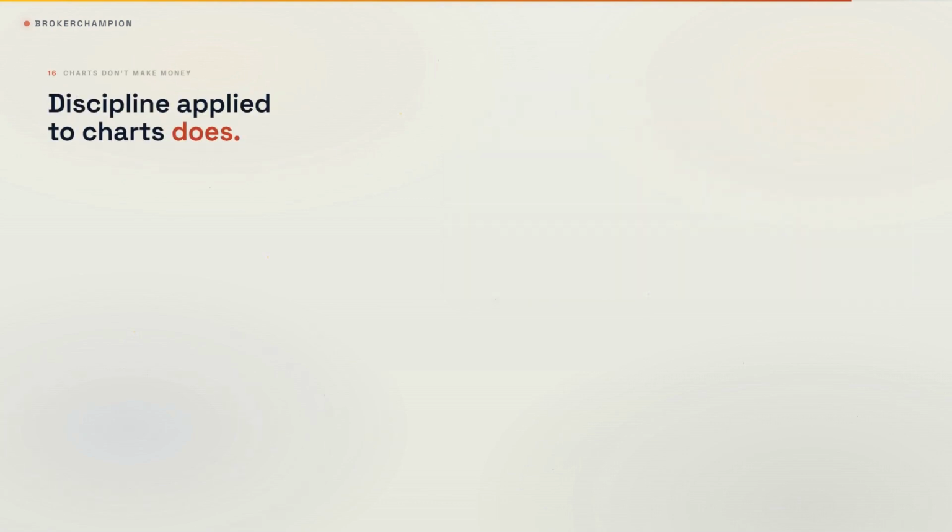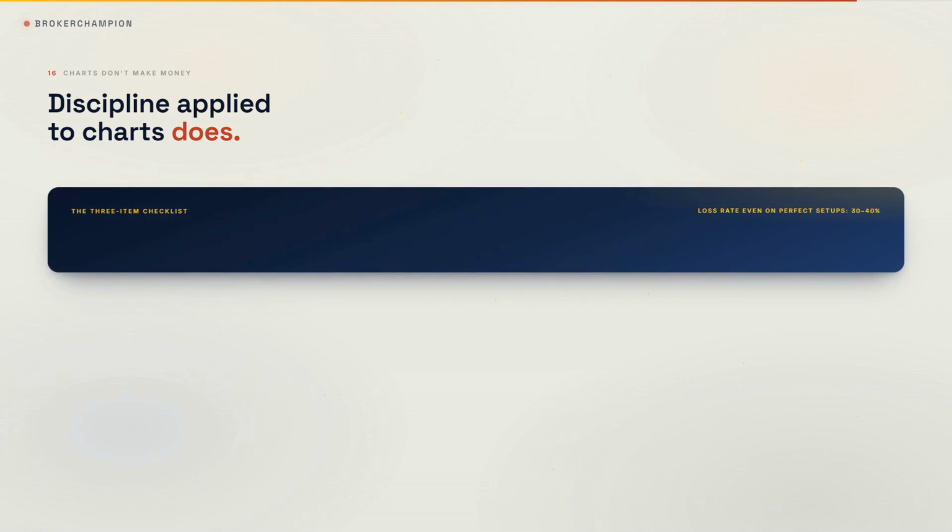Which brings us to the part nobody wants to hear. A perfect setup still loses 30 to 40% of the time. A sloppy setup can still win. Charts don't make money. Discipline applied to charts makes money. Taking only the trades that match a written checklist, sizing positions so a losing streak can't wipe you out, and journaling every trade you take.